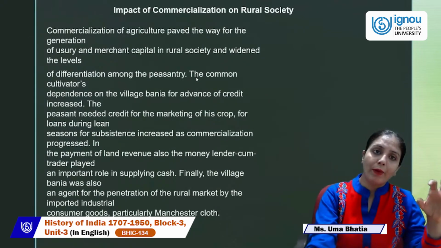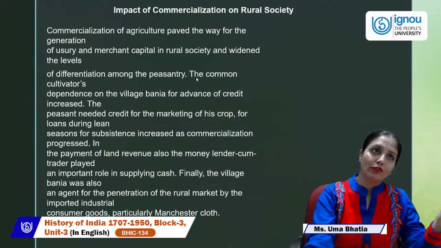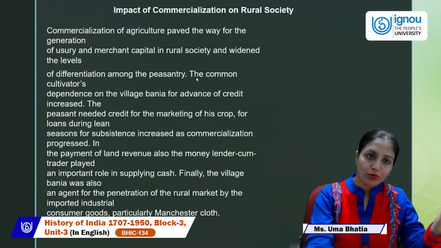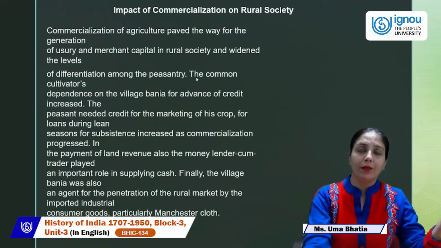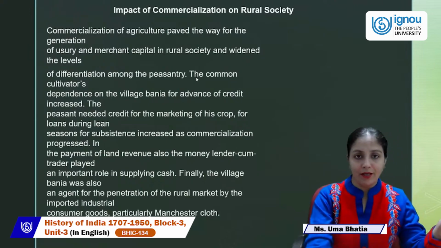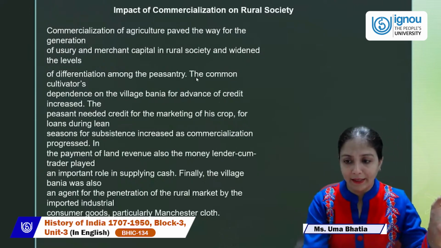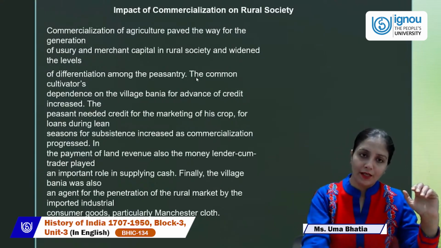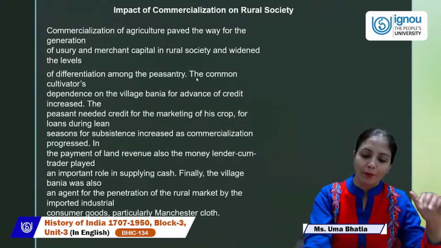And what was the impact of commercialization on rural society? In rural society, you can understand that the people and the peasants of that rural area were not that aware of important things, and they were not that much educated. The condition of peasants was very poor at that time, and they paid a lot of taxes to the British East India Company, and the Britishers took a lot of profit from the peasants.